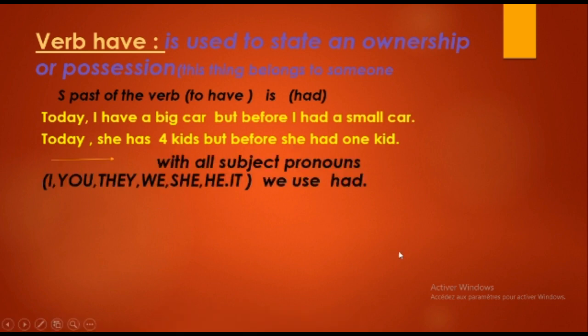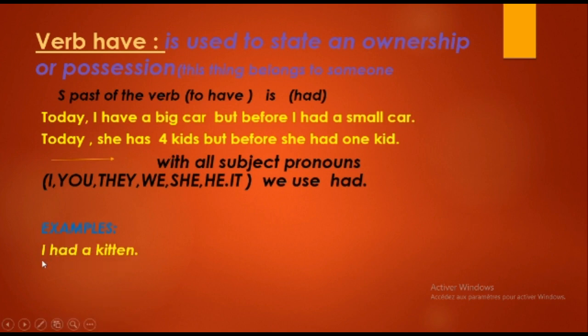Our grammatical rule says that with all subject pronouns I, you, they, we, she, he, and it, we use had. Look here, we have 7 subject pronouns. I, you, they, we, she, he, and it should use had. Yes, to understand more, we have examples.